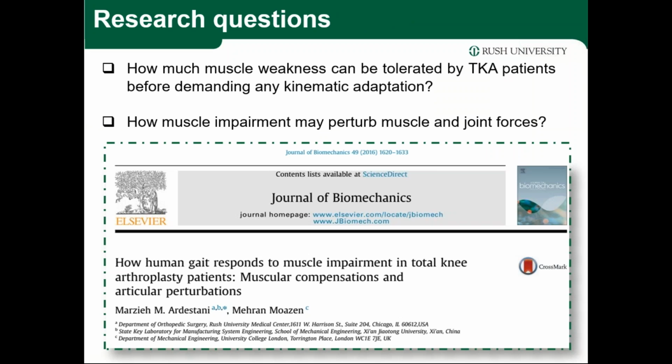Our main research question is therefore how much muscle weakness can be tolerated by total knee arthroplasty patients before demanding any kinematic adaptation, and then how muscle impairments may perturb muscle and joint forces. This is the original paper that has been published in the Journal of Biomechanics. I'm going to review the method, mostly some model details of the AnyBody modeling system that we used for this publication, and what we have done in this paper.